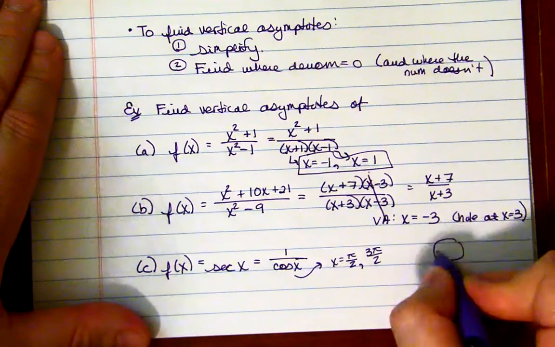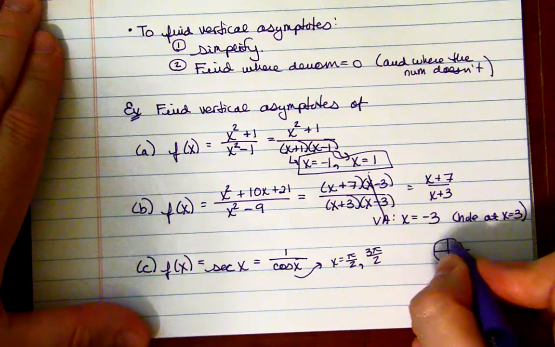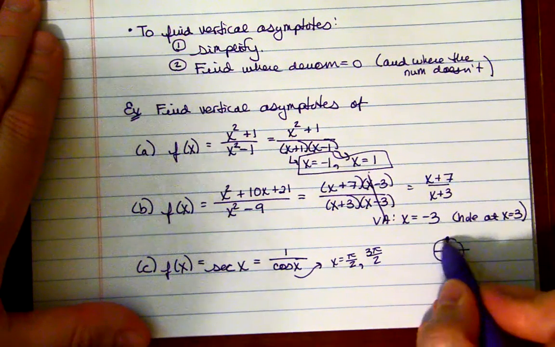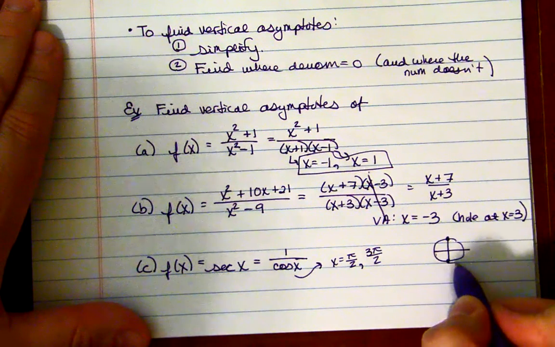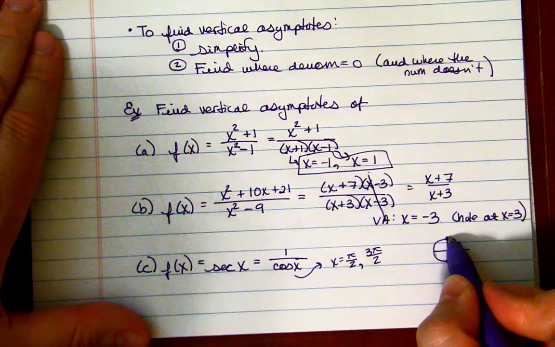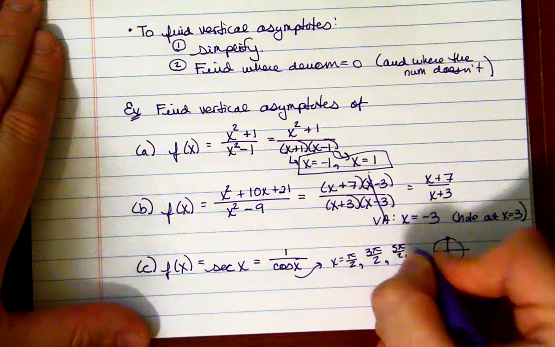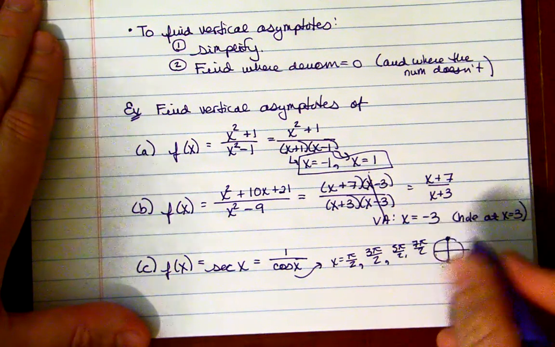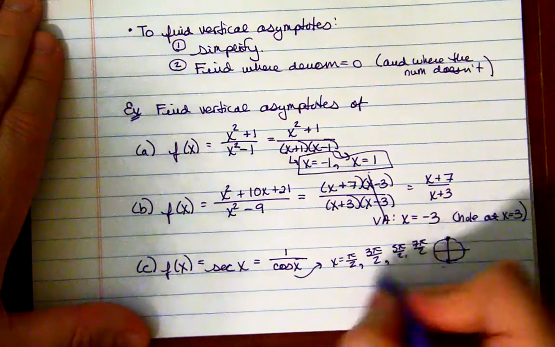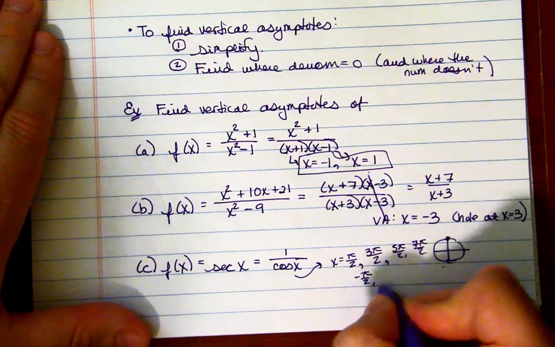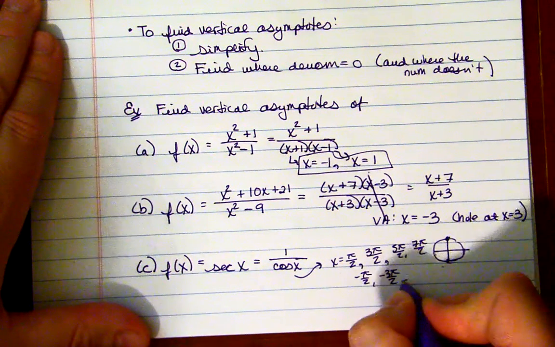But actually, there's more places. So at pi over 2, my cosine is 0. At 3 pi over 2, my cosine is 0. I can continue around the unit circle at 5 pi over 2, at 7 pi over 2. I could deal with some negatives. I could say negative pi over 2, negative 3 pi over 2.